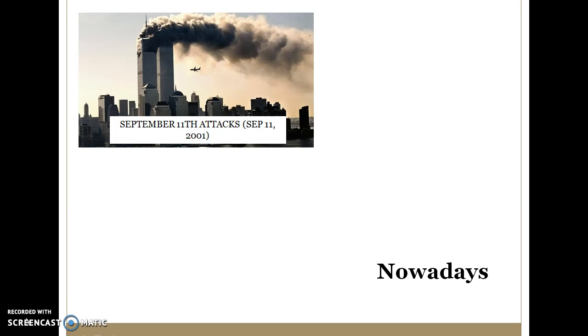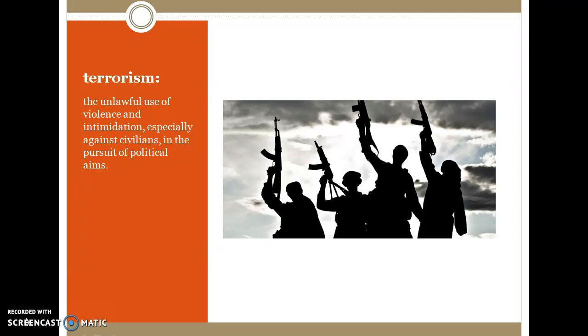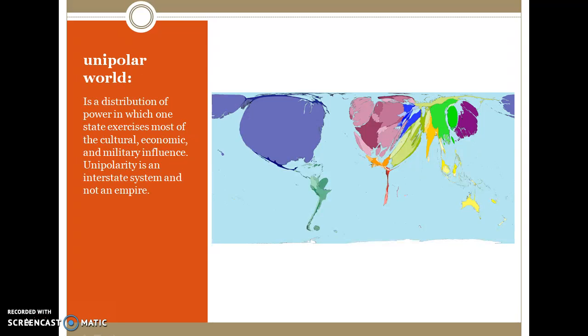Now I would like to talk to you about some concepts. First of all, globalization, which is the process by which businesses or other organizations develop international influences or start operating on an international scale. And now we have terrorism, which is the unlawful use of violence and intimidation, especially against civilians in the pursuit of political aims. And now in the image you can see the unipolar world, a distribution of power in which one state exercises most of the cultural, economic, and military influence. Unipolarity is an interstate system and not an empire.